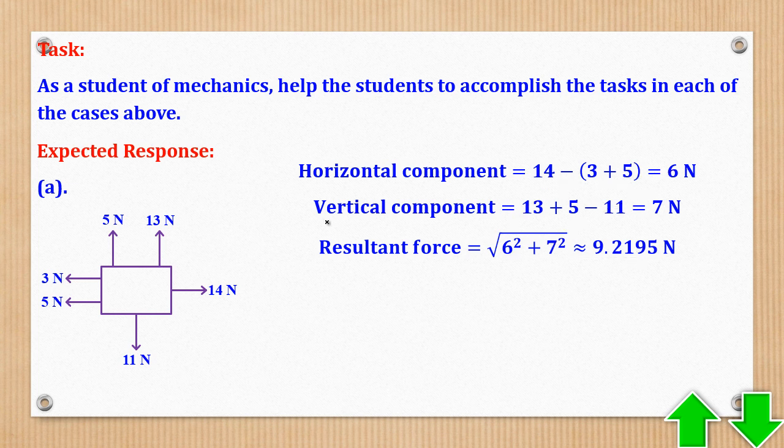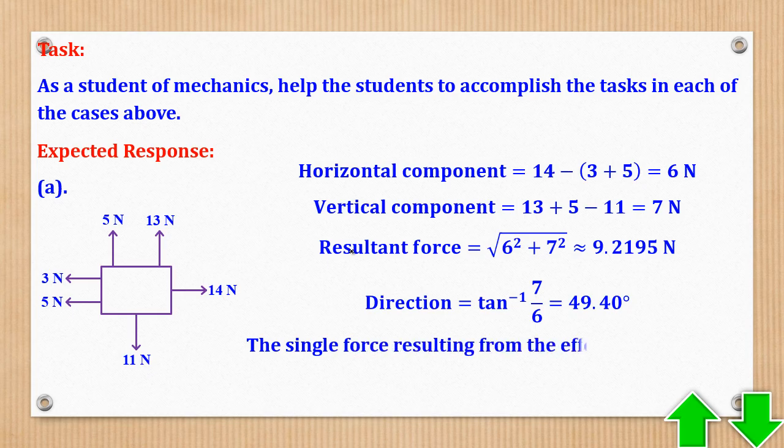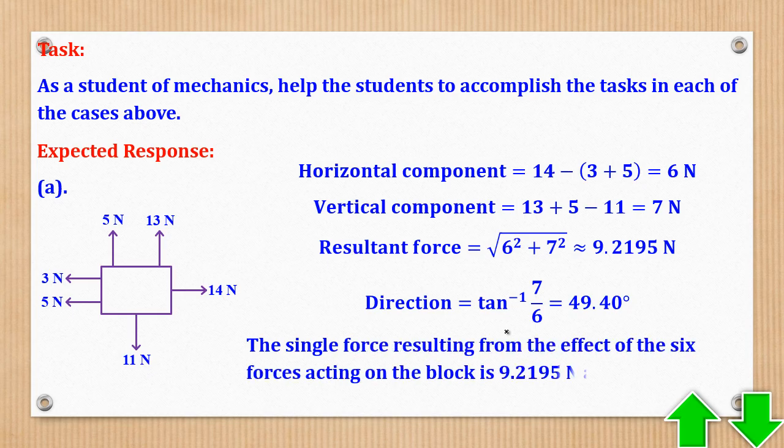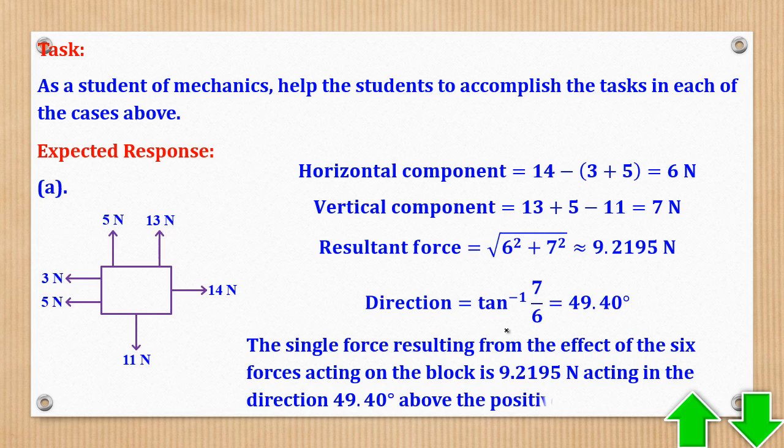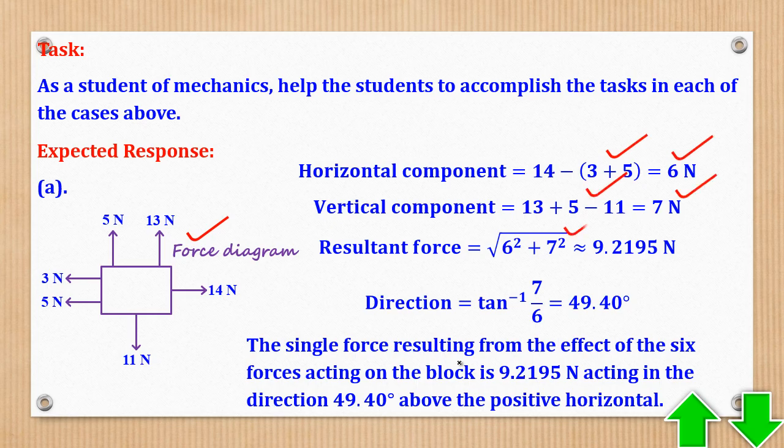So since force is a vector quantity, we also need to get the direction, which will be arctan 7/6 to give you 49.5. And then we conclude that the single force resulting from the effect of the 6 forces acting on the block is this, in the direction this, above the positive horizontal. So that was task A.